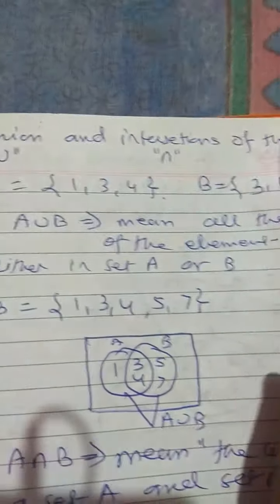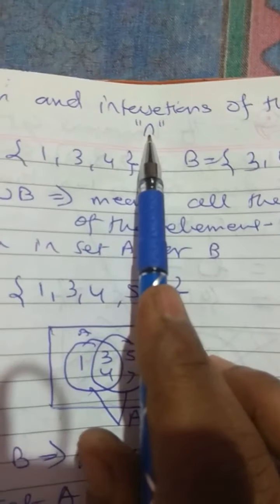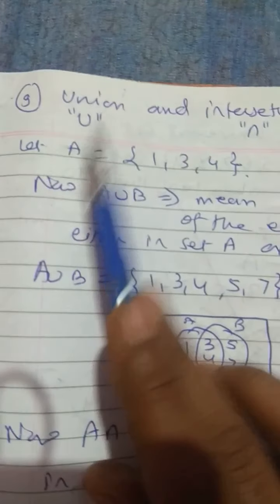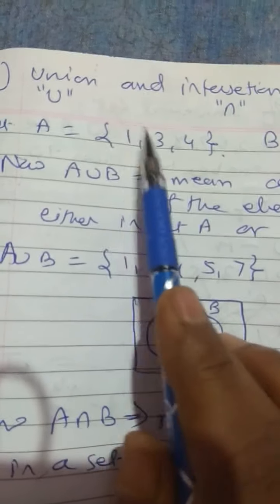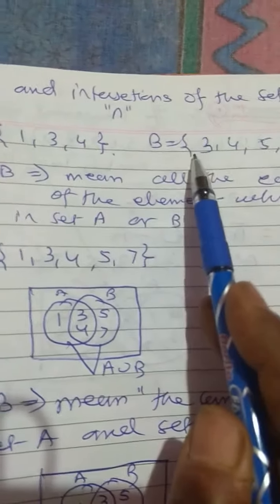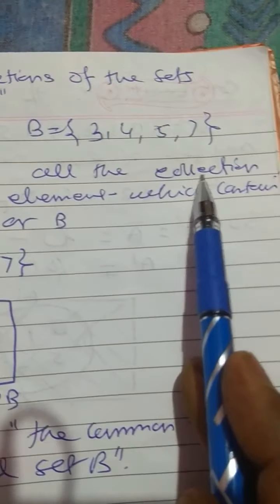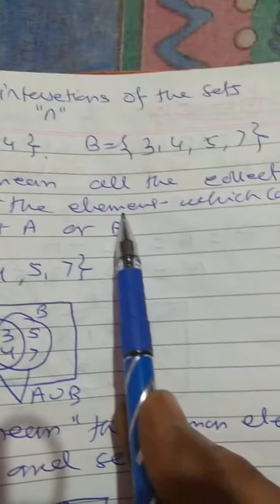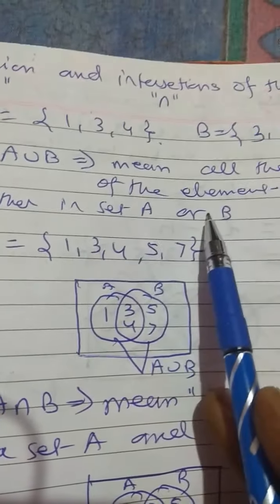Next one is what? Union and intersection of sets. Union is represented by this sign and intersection is represented by that sign. We can define the union and intersection with an example. We have capital A, a set having the elements 1, 3, 4, and capital B, a set having the elements 3, 4, 5, 7. So how do we calculate A union B? The meaning of A union B is what? The meaning is all the collection of elements which are contained either in set A or B.